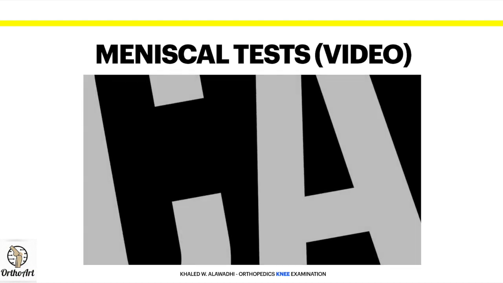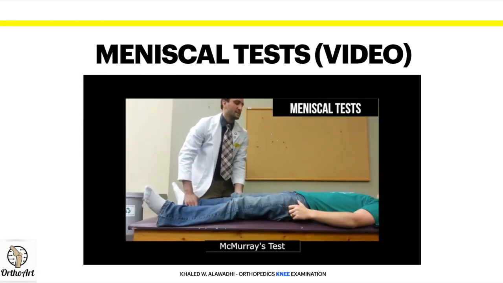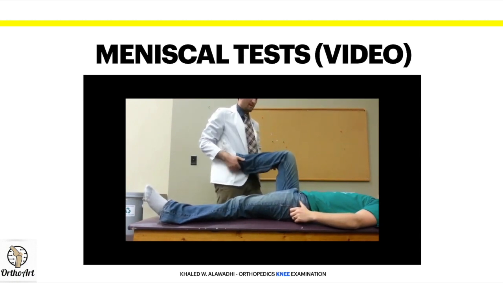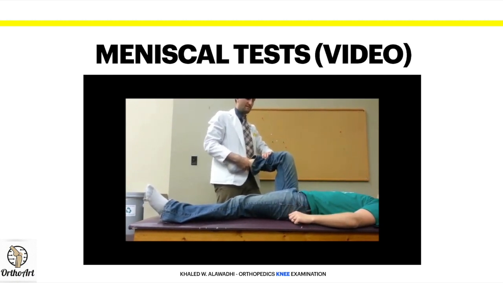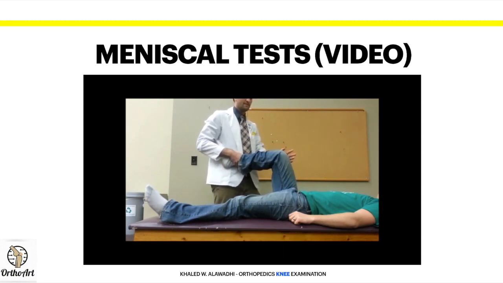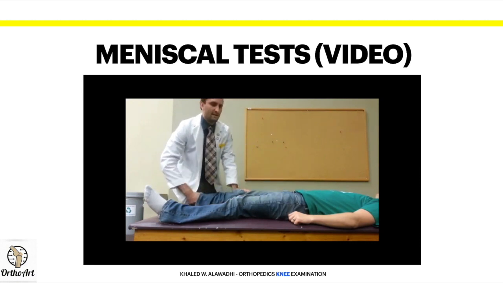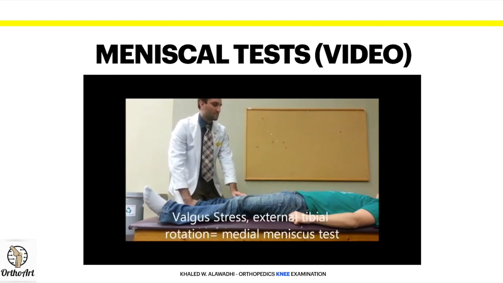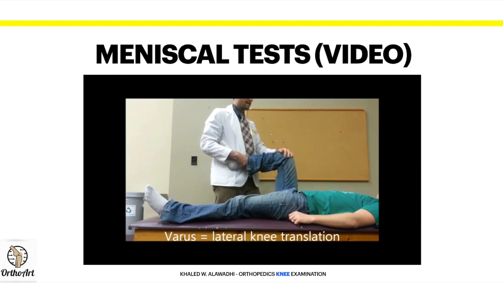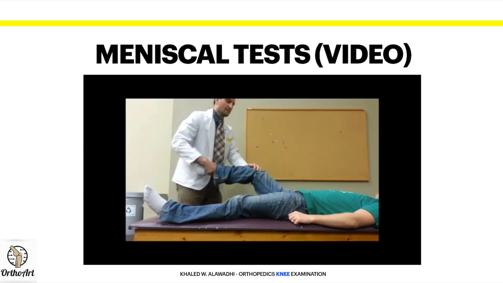To perform a McMurray's test, you'll be placing the patient in a supine position and flexing the hip and the knee. Next, you're going to be grasping the tibia, externally rotating, and applying a valgus stress. A valgus stress is towards the midline. You'll be applying a valgus stress, externally rotating, and slowly going into extension. Likewise, you can internally rotate and provide a varus stress, varus meaning laterally, and then slowly extend.